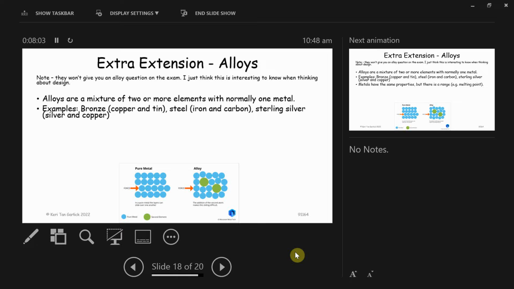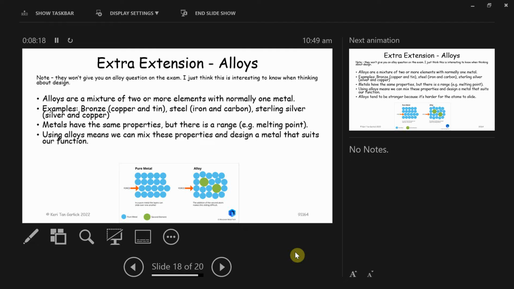The reason we have these is to mix together some of the properties of the different metals. We know there is a bit of a range with the metals, especially with those exceptions, and that affects the melting point. So when we mix an alloy, we're trying to combine some of these properties and get a metal that suits the function we want. For example, a bicycle wheel is probably some sort of metal alloy that allows it to have more flexibility in its structure.